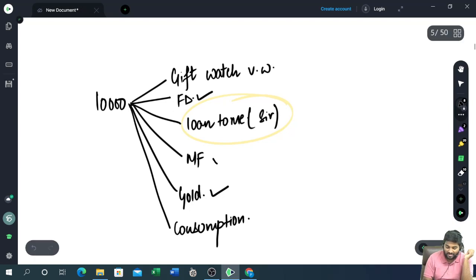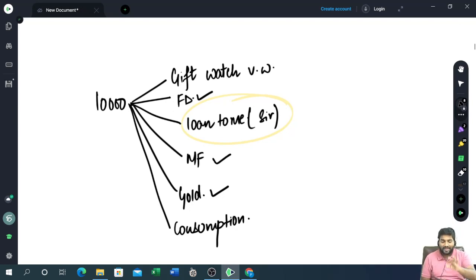Okay, you can invest in mutual funds. So all these things are giving you some sort of satisfaction. Like in FD, you're getting some sort of return. In mutual fund, you're getting. So if you're giving the money to me, you should expect some return, na? And that depends on my credit worthiness.